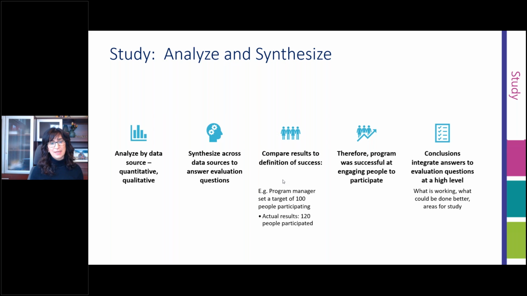And then you're able to say, okay, like this example, the program was set at a target of 100 people participating, perhaps set by the funder, and the actual result was 120. But we want to measure that not just by the number of people, but by the number of times people came. So you go back to your success and you measure it. So that's why you set that up right at the beginning. And therefore you draw conclusions. It was successful or not successful, or here's where we need to improve. Here's what our delta is. And then you integrate the answers into a high-level report. Okay? So that's the step-by-step process.